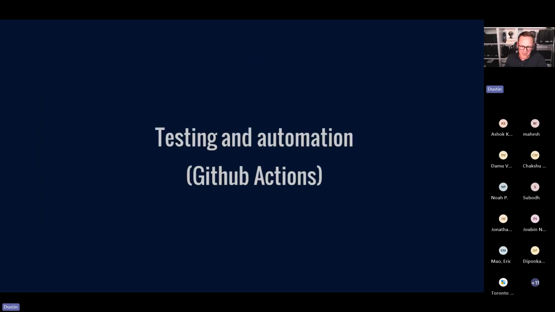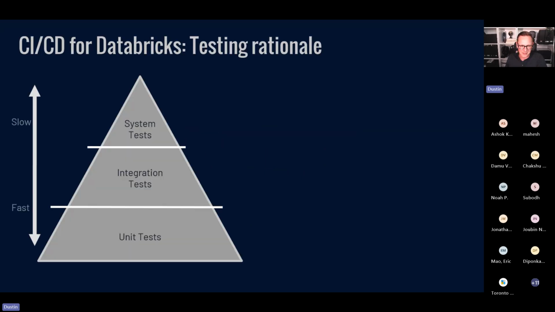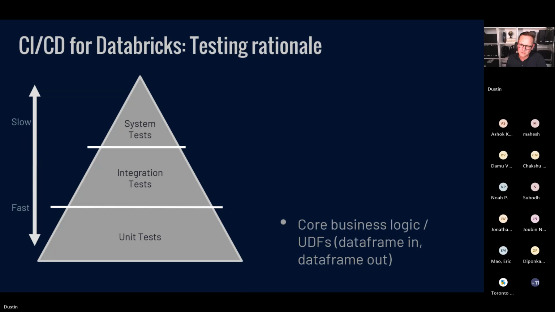Okay, sorry, I jumped the gun there. Let's talk about testing and automation, and we're going to jump into GitHub Actions really quickly here so that we can tie this all together into not so much how do I use testing as I develop, but how do I automate this for my deployments.